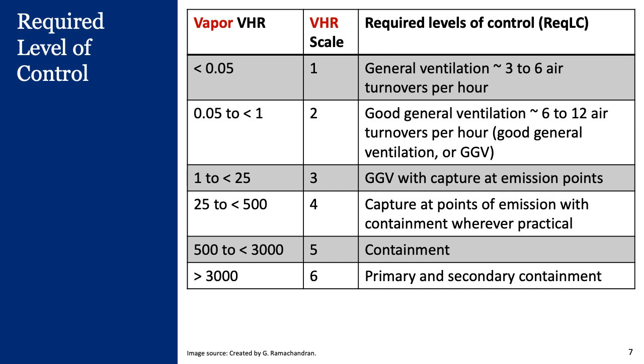As you can see, very small vapor hazard ratios imply that the vapor pressure is small and the occupational exposure limit is large, meaning it's not particularly volatile and not very toxic. And so you can get away with a very benign level of control, so good general ventilation. As vapor hazard ratios increase, meaning that the vapor pressure increases, so it's more volatile, and the occupational exposure limit decreases, meaning it's more toxic, we need more stringent levels of control.